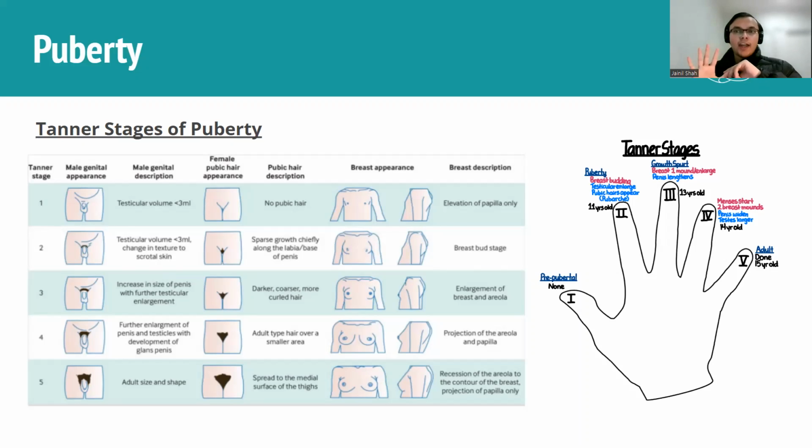And so you can try and remember it using the hand mnemonic or the table, whatever works for you. But that's the end of the physiology slides.